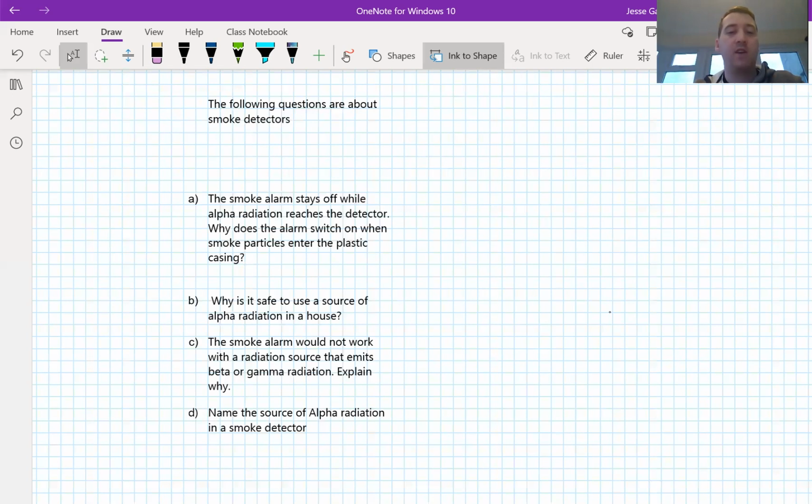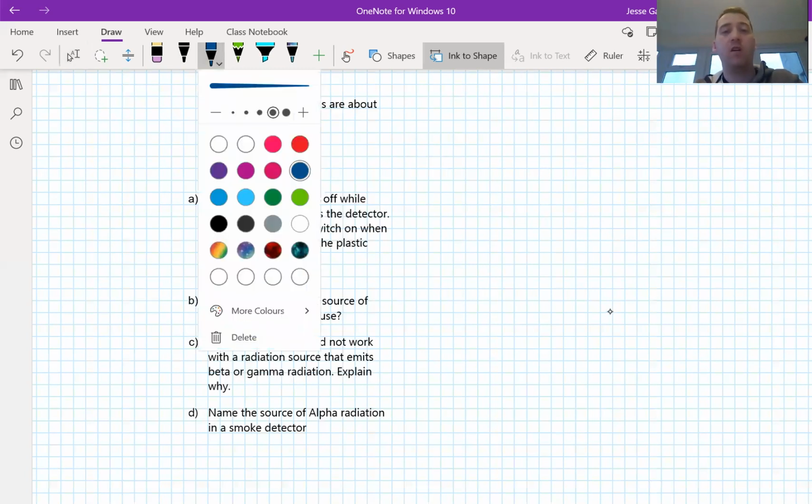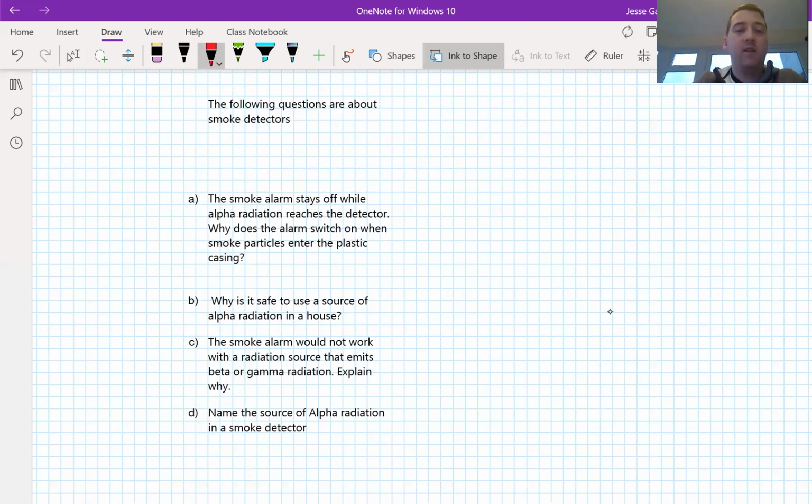Why is it safe to use a source of alpha radiation in the house? Okay, I didn't directly mention this today, but we have gone through this before. Well, obviously, how is it safe to use this in the house? Well, it's got a very low penetrating power. So if it's got a very low penetrating power, then there's always going to be a few centimeters of air at least between you and the fire alarm.